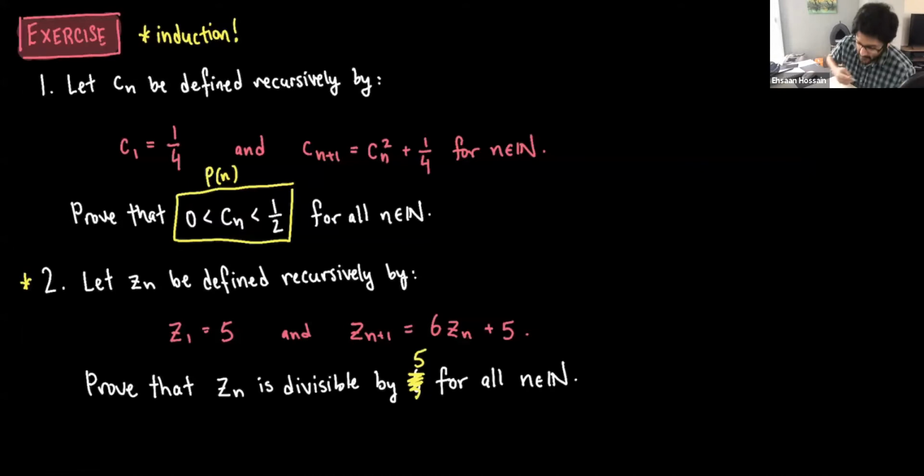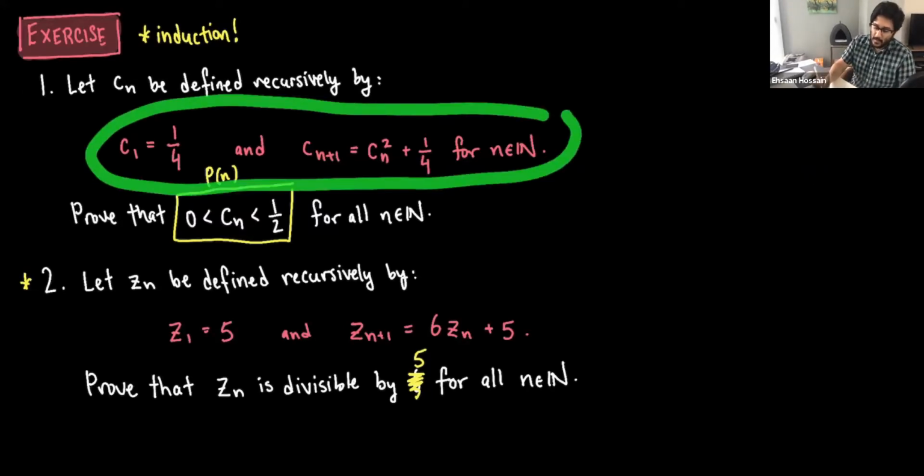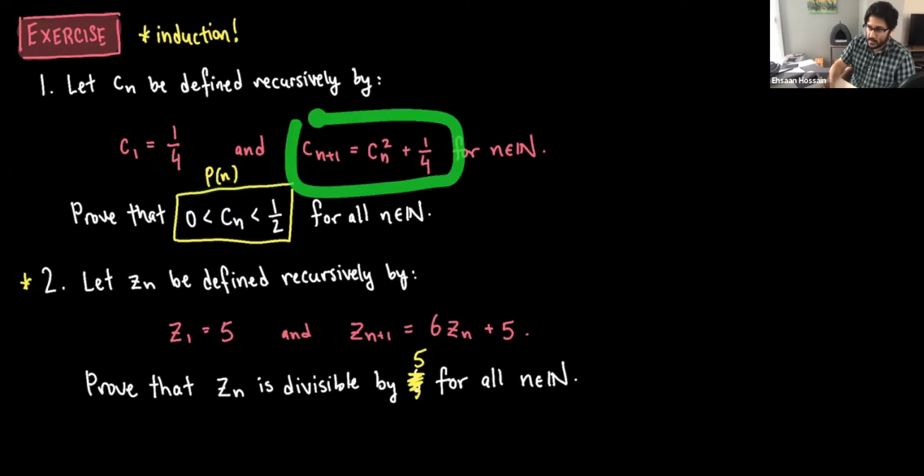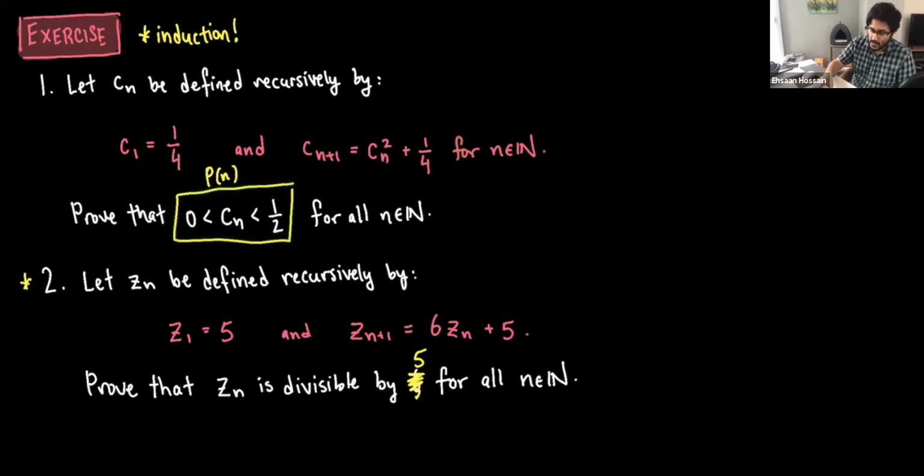Okie dokie, let's take up this problem here. You have a recursive sequence defined by this recursive equation, and I have to prove that Cn is between 0 and 1/2 inclusive. I'll do question 2 next time. Okay, so let's take that one up.